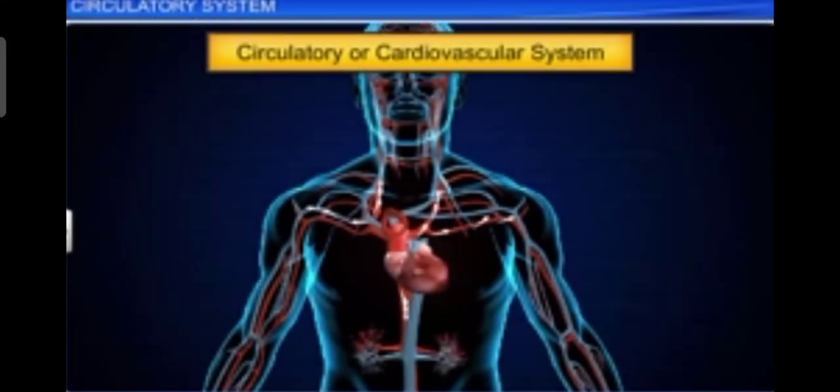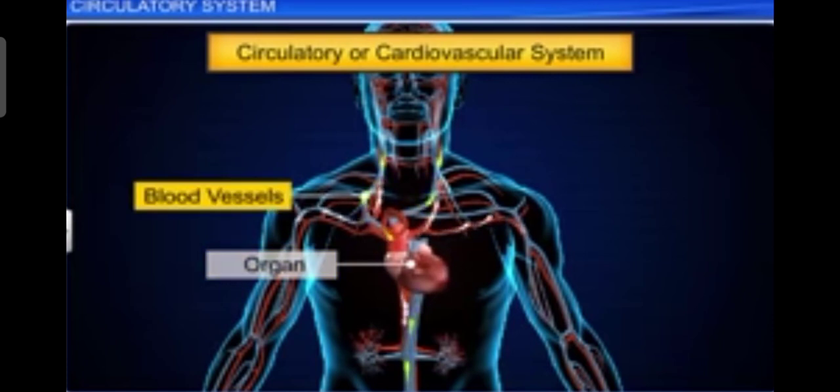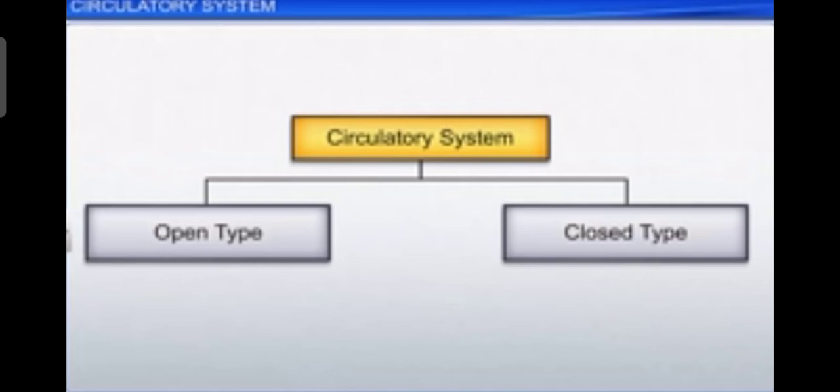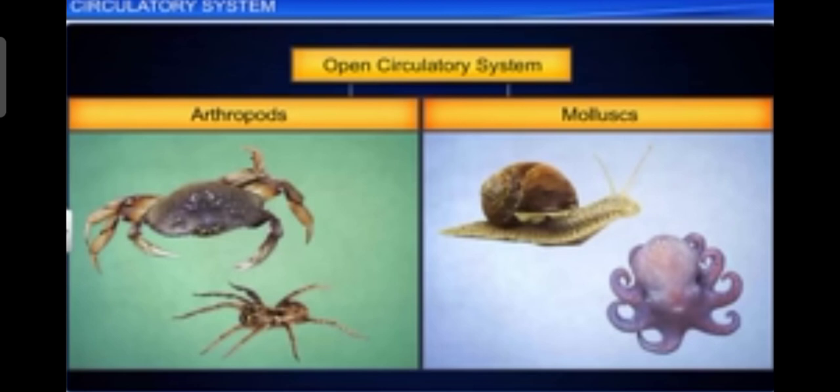Circulatory system consists of heart, blood vessels, and the fluid which is circulated. It is of two types: open type and closed circulatory system.